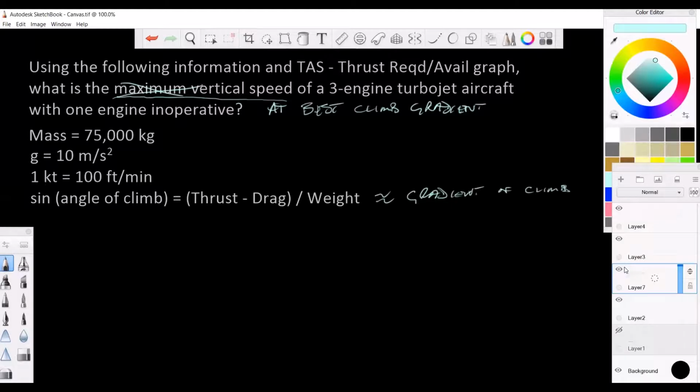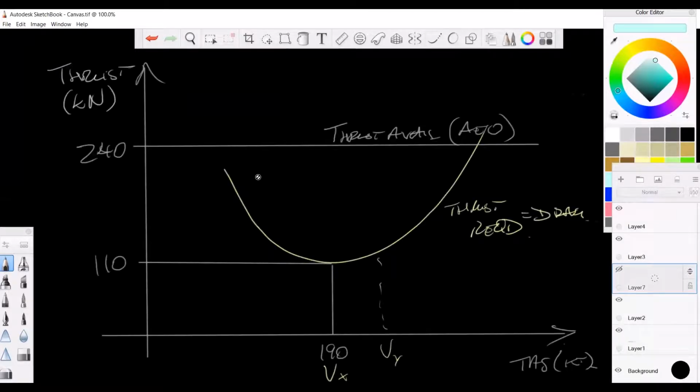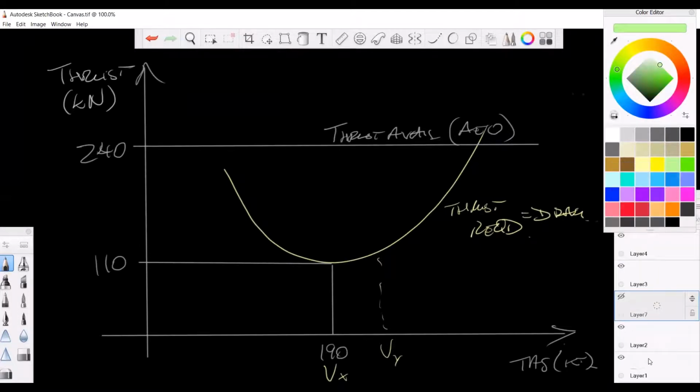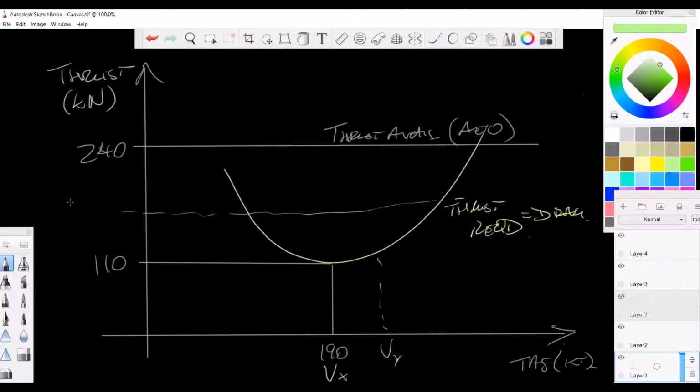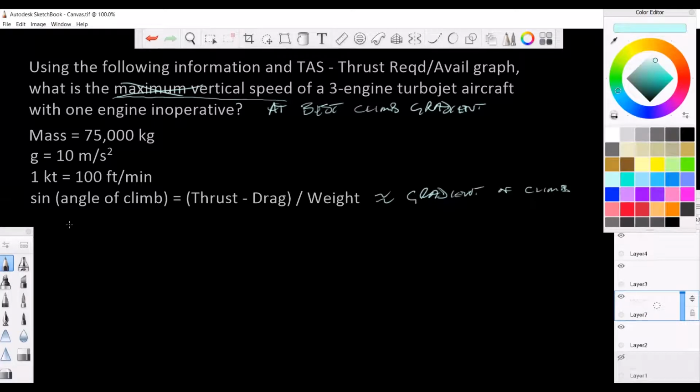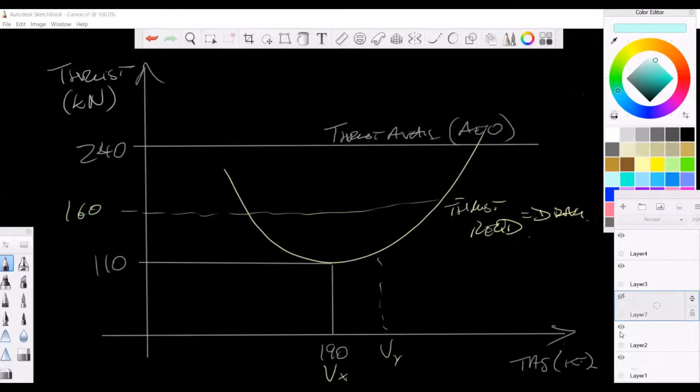Thrust is very easy. If we look at the graph, the thrust available, all engines operating, gives us 240 kilonewtons. So of course, if we've got one engine inoperative, we're going to get thrust somewhere down here of 160 kilonewtons, which is 2/3 of the thrust with all engines operating. So we can go into the question page here and add that in. So we can say thrust equals 160 kilonewtons. So the next thing we want is drag, and again, the only drag they've given us is at Vx, so it's given us straight 110 kilonewtons of drag at Vx. And we want to know what Vx is as well, although it's not really Vx because obviously it's a TAS, but it's Vx expressed as a TAS in the given density altitude.